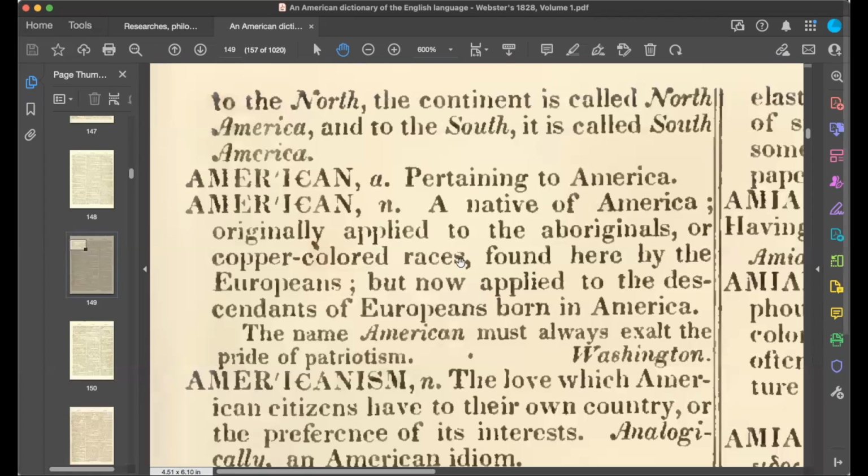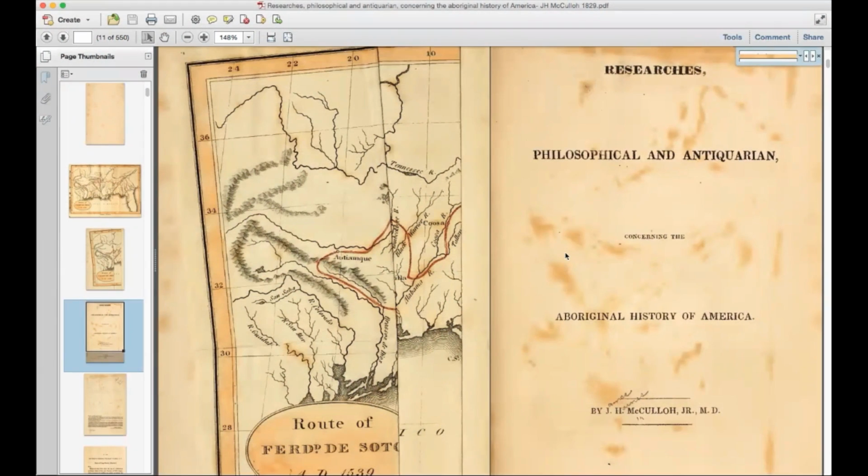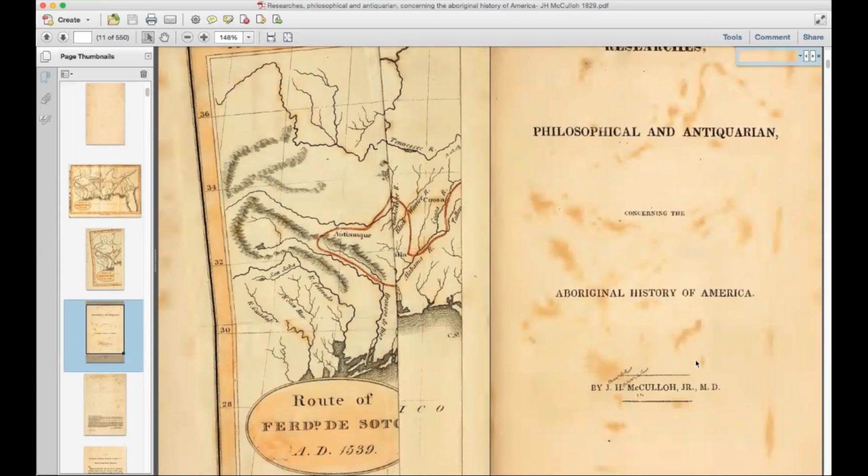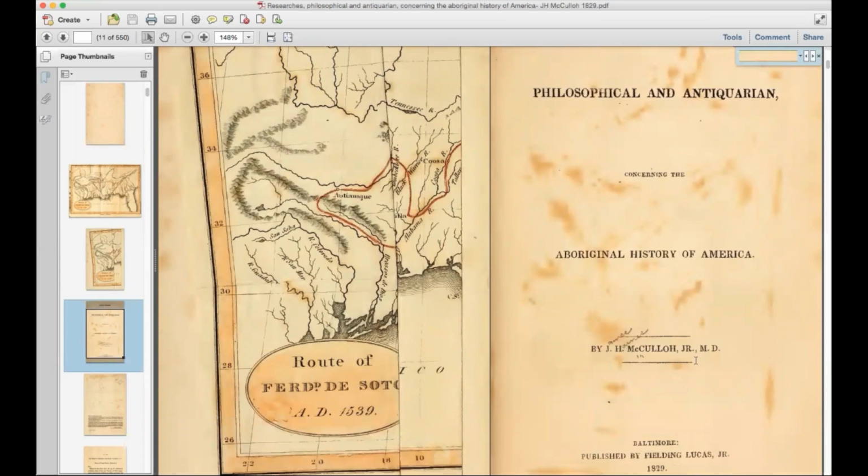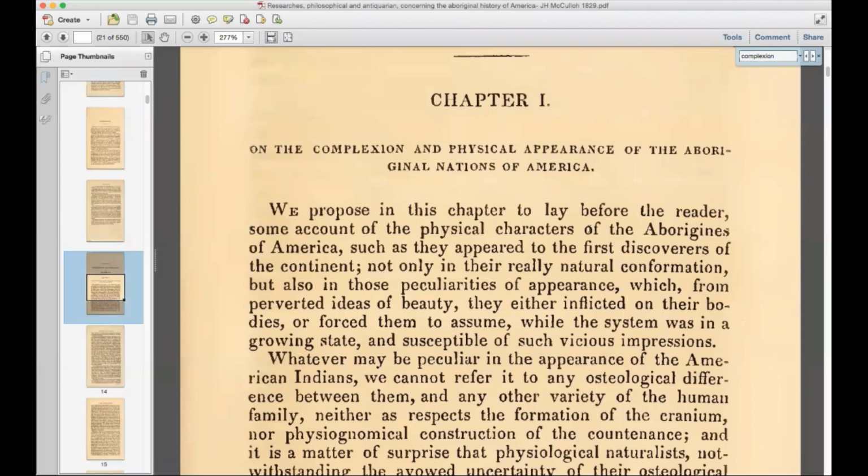So let's not forget what an American is. 1828 Webster's Dictionary. All right, so we're in this book now. It's called Researches, Philosophical and Antiquarian, concerning the Aboriginal History of America by J.H. McCullough, MD, and this is written in 1829. All right, and we're on page 13. We're going to read right from chapter 1 a little bit, regarding the complexion and physical appearance of the Aboriginal nations of America.